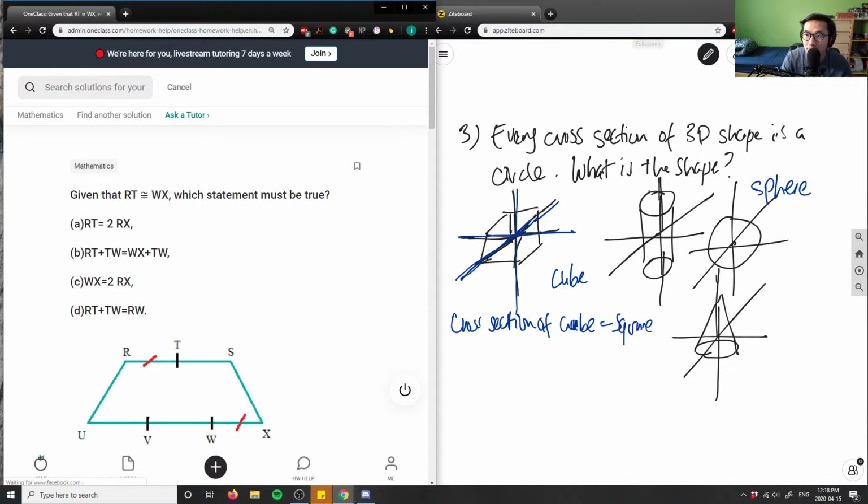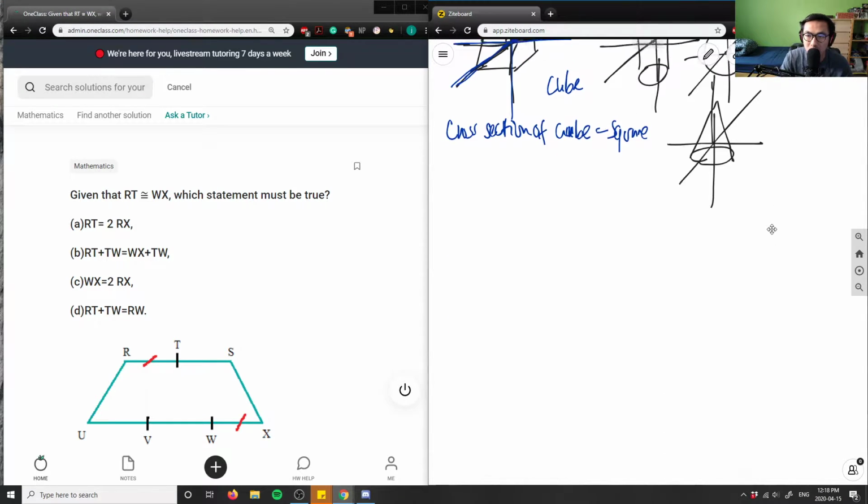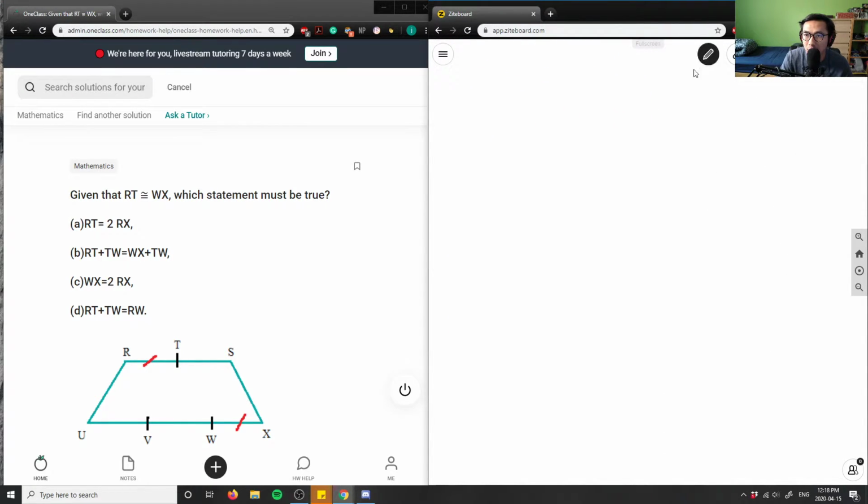So that's number 3. Lots of geometry questions today. Let's look at number 4. So given RT is congruent with WX, which statement is true? Okay, so let's break this down into 4 different things.